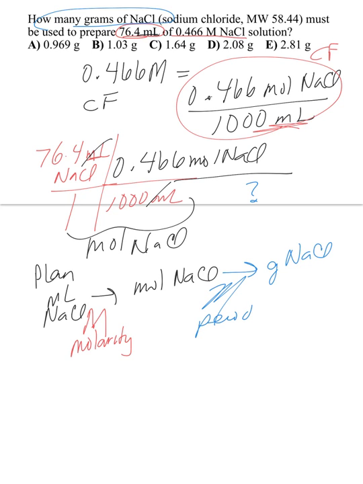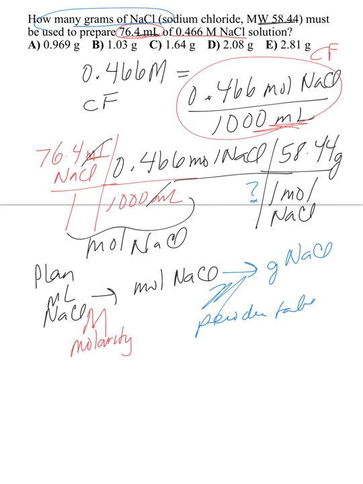You get that from the periodic table. Or in this case, it's given to you right here. So for 1 mole of sodium chloride, you have 58.44 grams. Now look at this. Milliliters cancel out, moles cancel out, and you're left with grams of sodium chloride. How many grams of sodium chloride? So it's that simple. Then you do 76.4 times 0.466 divided by 1,000 times 58.44. And that equals 2.08 grams.